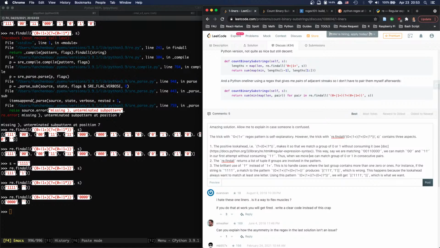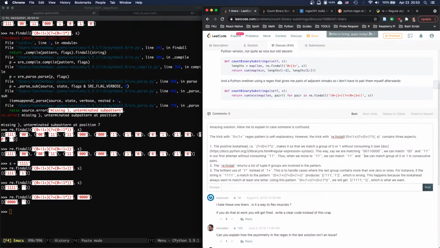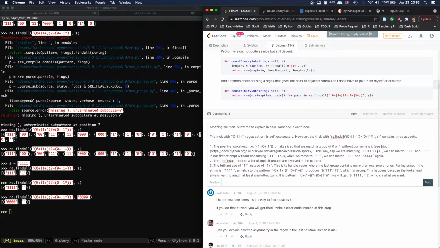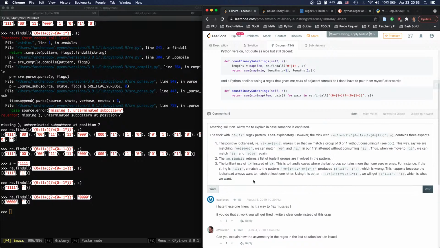when we move to 1, 1, we can match 1, 1 and 0, 0 again. Okay? Example is the most important. Say we are matching this, we can match 0, 0, 1, 1 in our first attempt without consuming 1, 1. Thus, when we move to 1, 1, we can match this again.